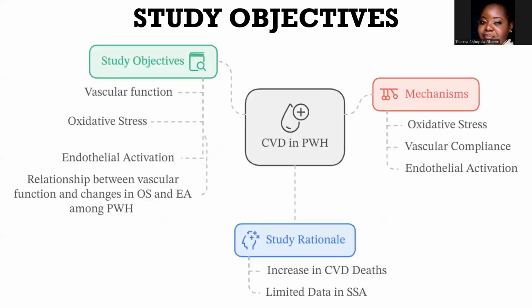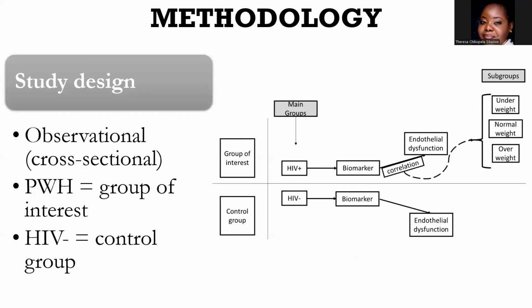So this study looks at these mechanisms, which are oxidative stress and vascular compliance, together with endothelial dysfunction, with the rationale that there are still increased levels of cardiovascular diseases and limited data in sub-Saharan Africa. We want to see the vascular function, oxidative stress, and how these two relate, as well as endothelial activation. To do this, we did a cross-sectional study in which we looked at people with HIV and those without. We looked at oxidative stress and how it correlates with endothelial dysfunction.